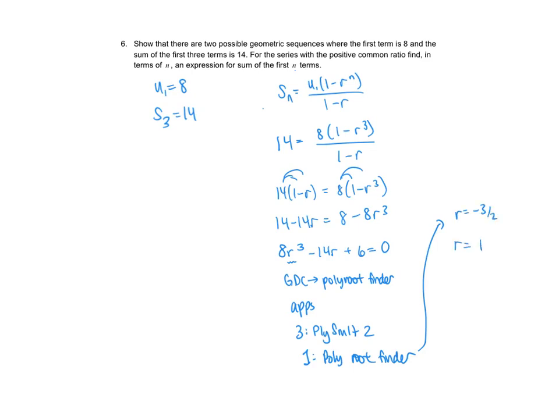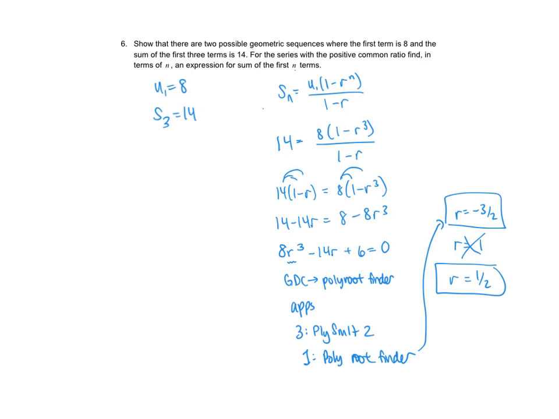r could equal 1, but that doesn't make sense because the sequence would just be 8, 8, 8, 8, 8, so it can't be 1. And then r is 1/2. So we just showed that there's 2 possibilities. Perfect.